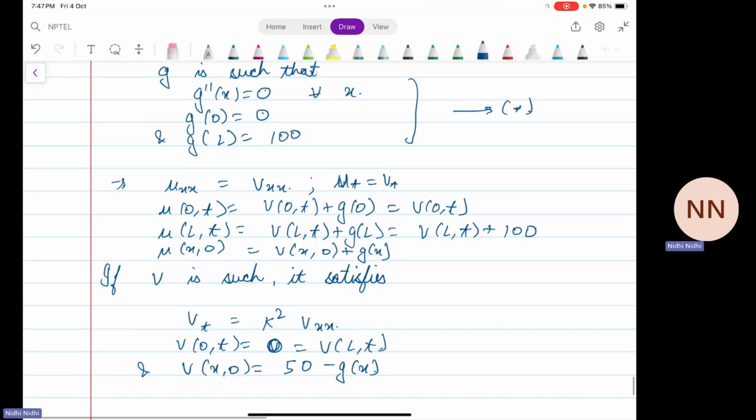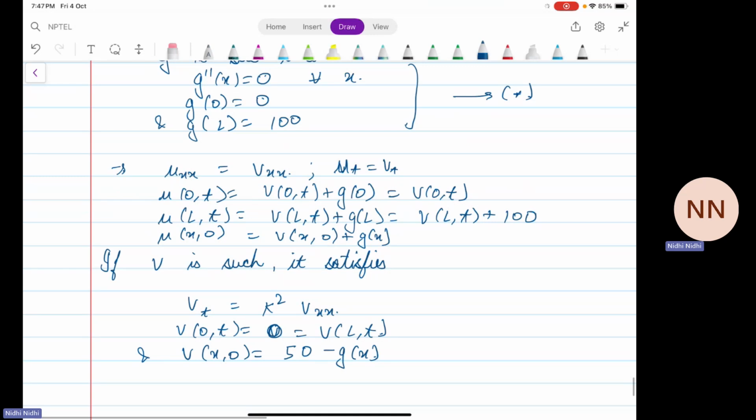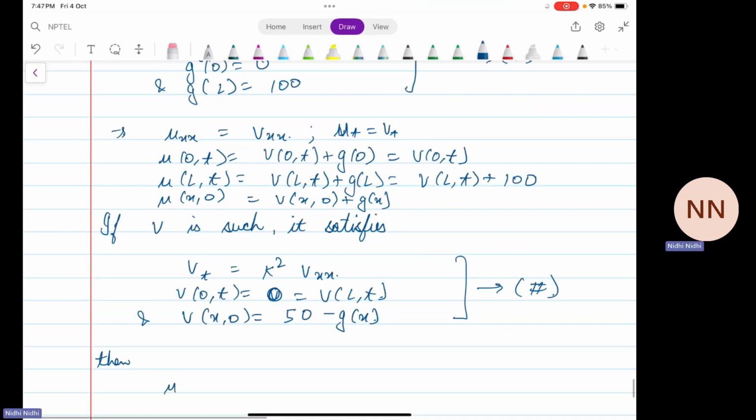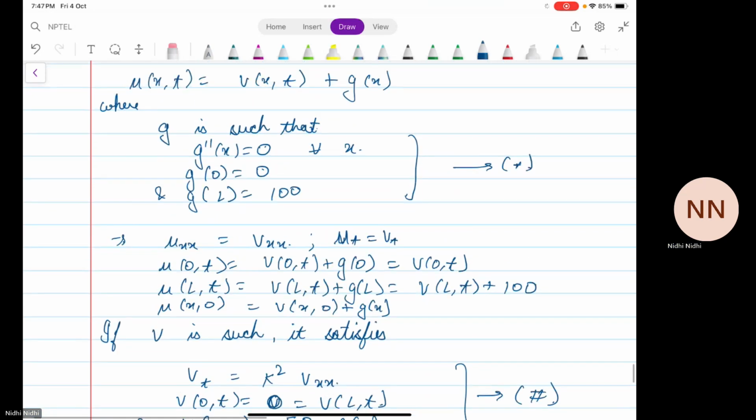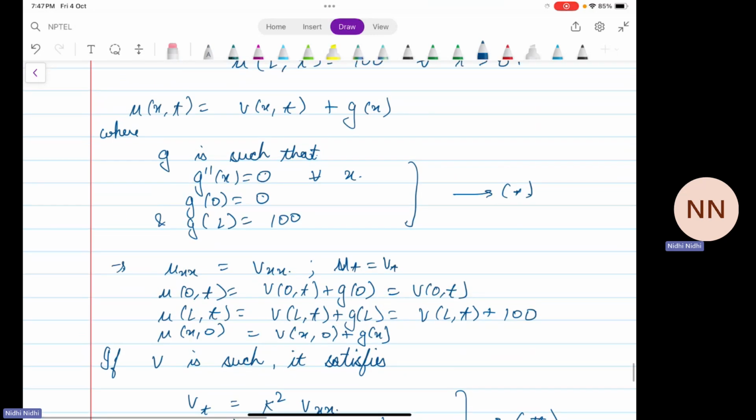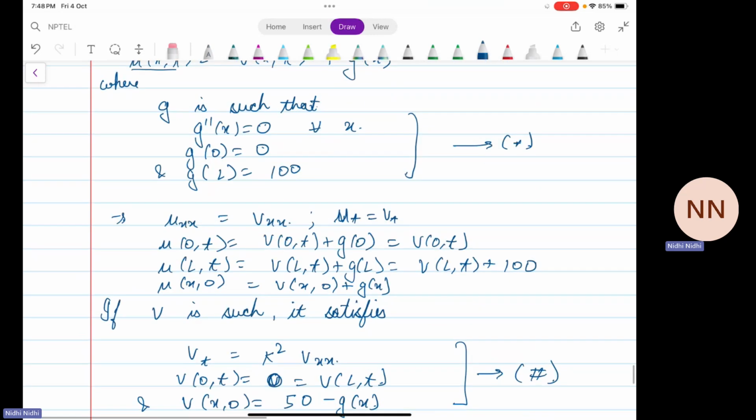where g satisfies system star, and v satisfies system hash. Now suppose we have taken u(x,t) to be equal to v(x,t) plus g(x), where g satisfies the system star and v satisfies the system hash.